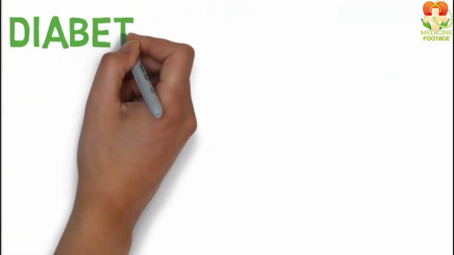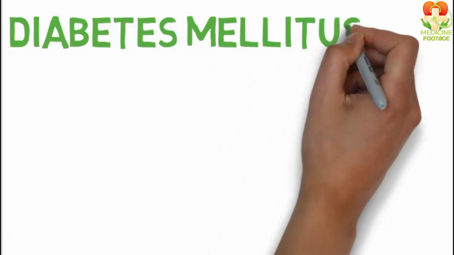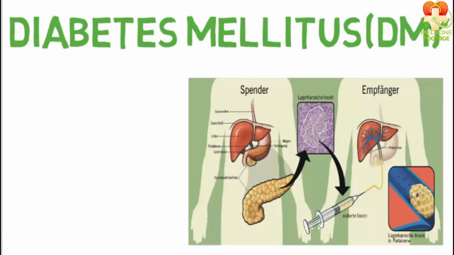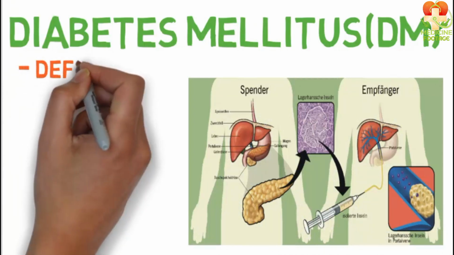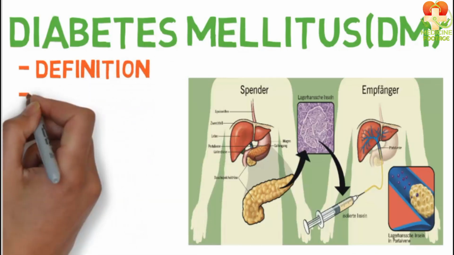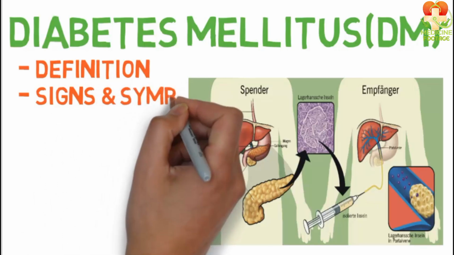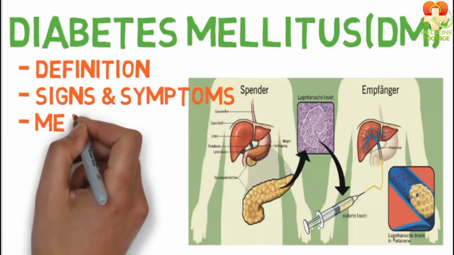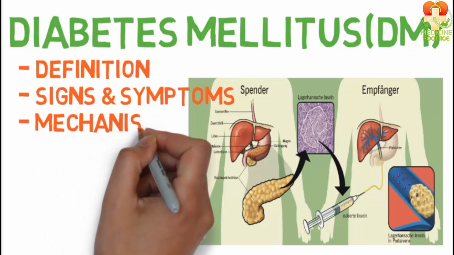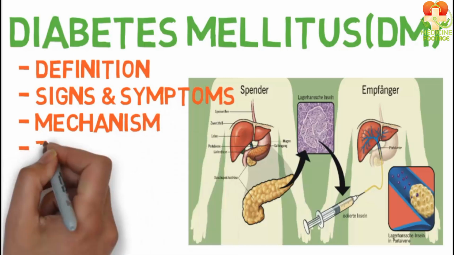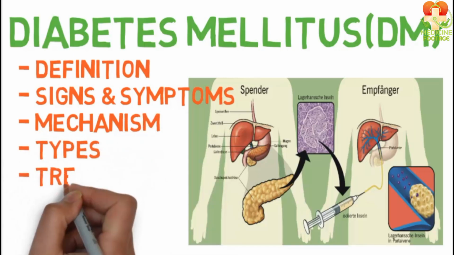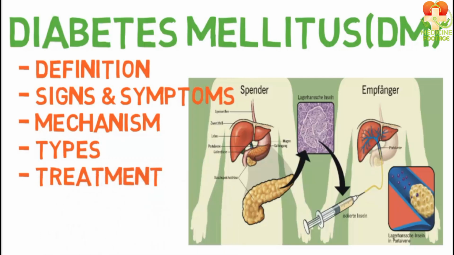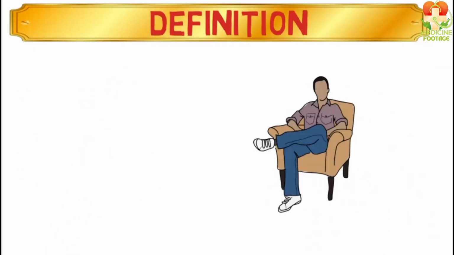Today we will study diabetes mellitus, commonly referred to as DM. It is often called sugar disease in everyday language. In this lecture, we will cover the definition of diabetes, the signs and symptoms of diabetes, the mechanism of diabetes, how it occurs and what causes it, the types of diabetes, the treatment of diabetes, and finally, how to prevent diabetes. Let's begin with the definition of diabetes.